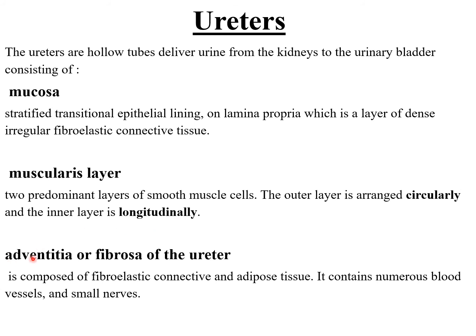And finally, we have the adventitia or fibrosa in the ureter. It is composed of fibroelastic connective tissue with adipose tissue, and it contains numerous blood vessels and small nerves.